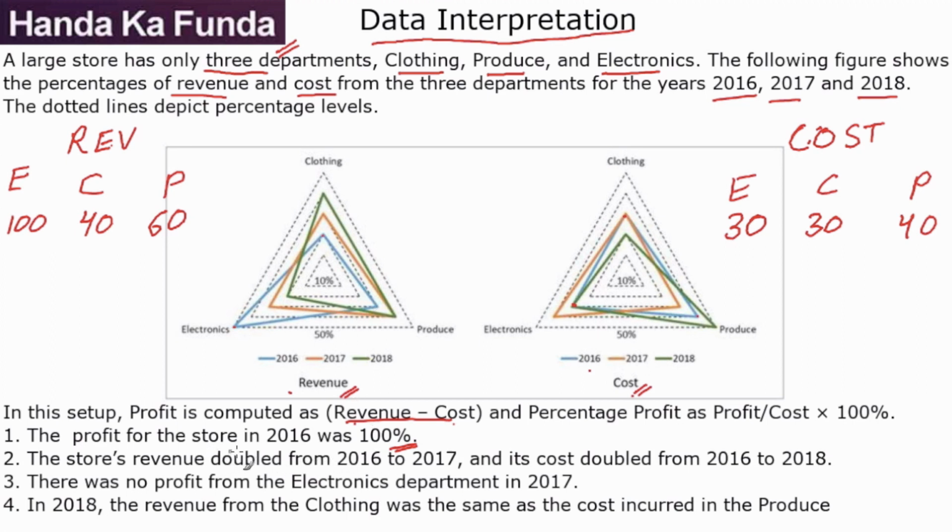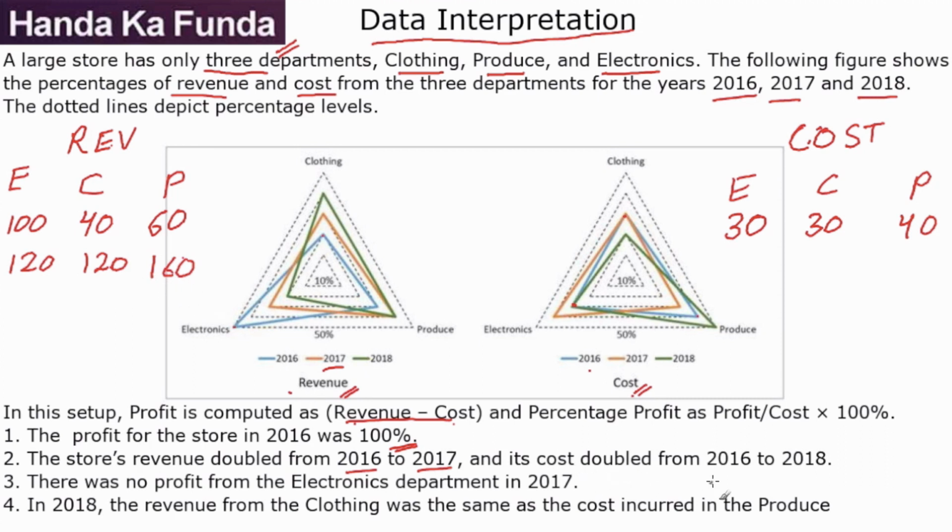Let's check. The store revenue doubled from 2016 to 2017. So instead of 200, this became 400. And how was that 400 distributed in 2017, which is the orange color? So that is 30, 30, and 40. So 30, 30, 40 out of a total of 400 because the revenue has doubled. So 30% of 400 is 120. So electronics is 120. Clothing is 120 because both of them were 30%. Produce was 40%. So produce has become 160. This is the data for 2017.